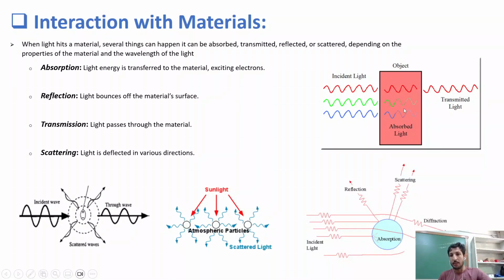Here we can see the absorption phenomenon in this picture. When incident light falls on the object, the light is absorbed and we can't see anything. Here also there is transmitted light, but it depends on the wavelength of the light and the bandgap of the material, for example, the properties of the material that I already discussed in the first sentence. And in this picture they also show the scattered waves, and in the middle one, when the sunlight falls on the material, we can see that the atmospheric particles scatter the light in every direction.